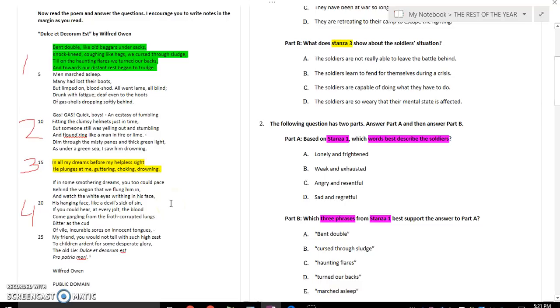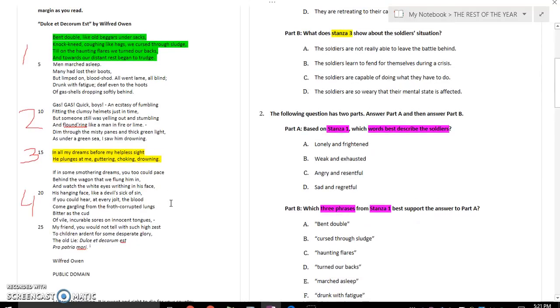If you could hear at every jolt the blood come gargling from the froth-corrupted lungs, bitter as the cud of vile, incurable sores on innocent tongues, my friend, you would not tell with such high zest to children ardent for some desperate glory the old lie: Dulce et decorum est, pro patria mori.